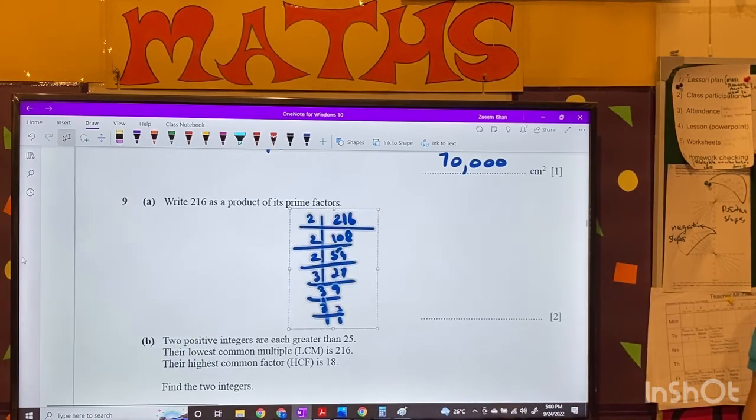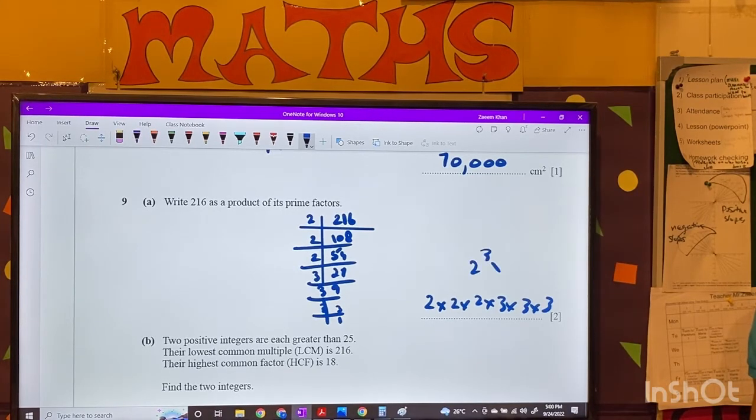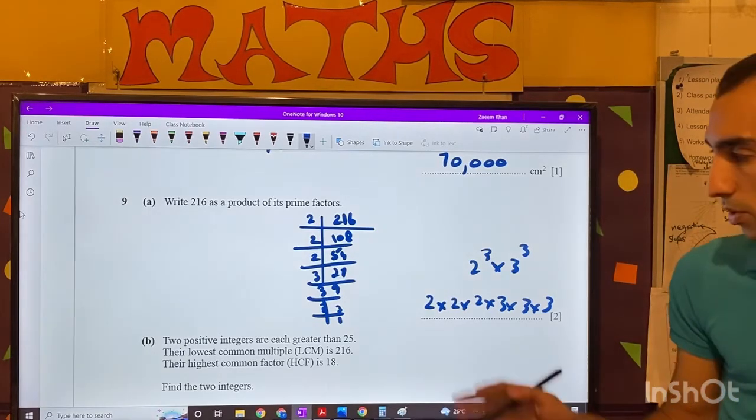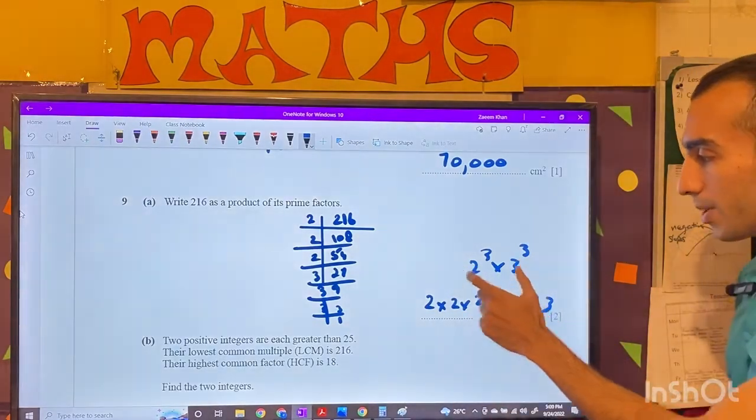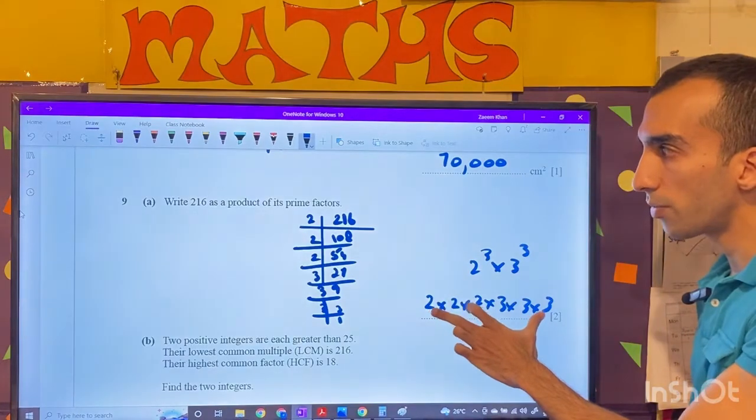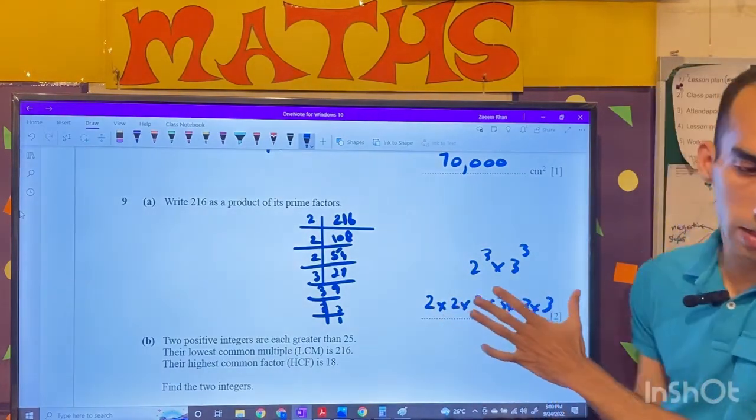Here we go. As a product of its prime factors, ये क्या होंगे? 2 into 2 into 2 into 3 into 3 into 3. इसको 2 cube और 3 cube भी लिखा जा सकता है, right? Any of these two answers will do. इसको index notation भी कहा जाता है. This is technically a product of its prime factors if you leave it exactly like this.